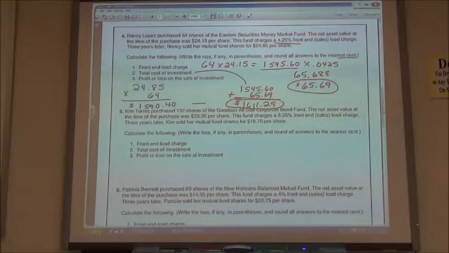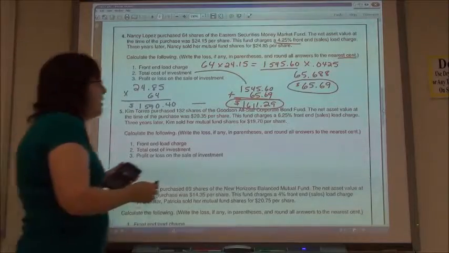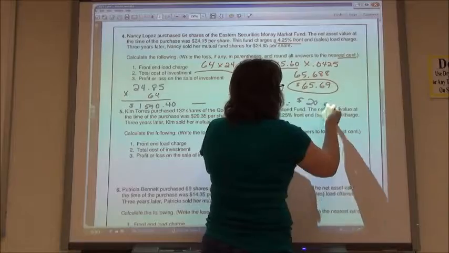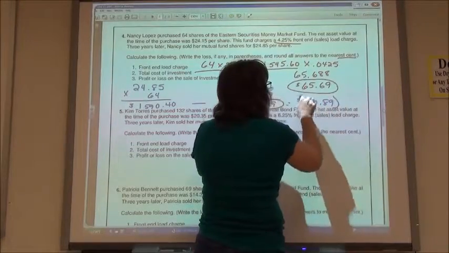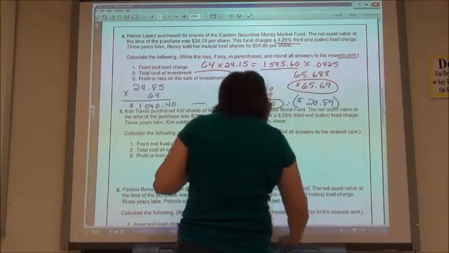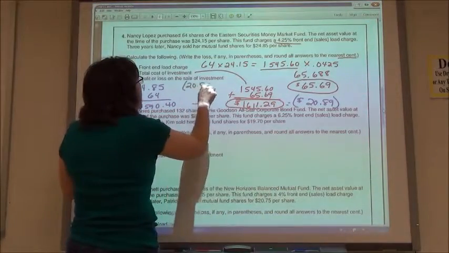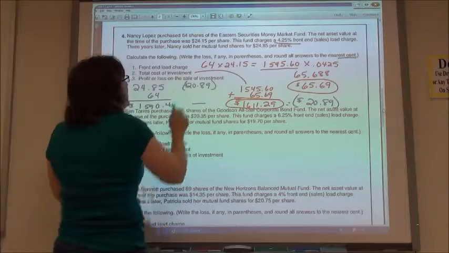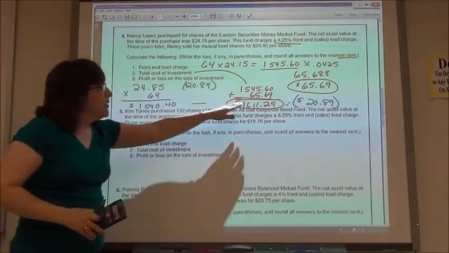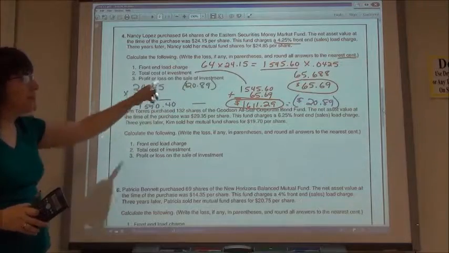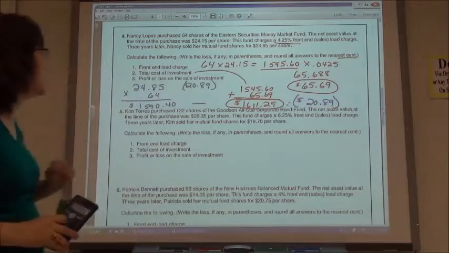I ended up losing money on this transaction, $20.89, and since it's a loss, we have to put it in parentheses. I'm going to write it up here, $20.89 of a loss, because I paid this much and I sold them for this much, so I lost $20.89.